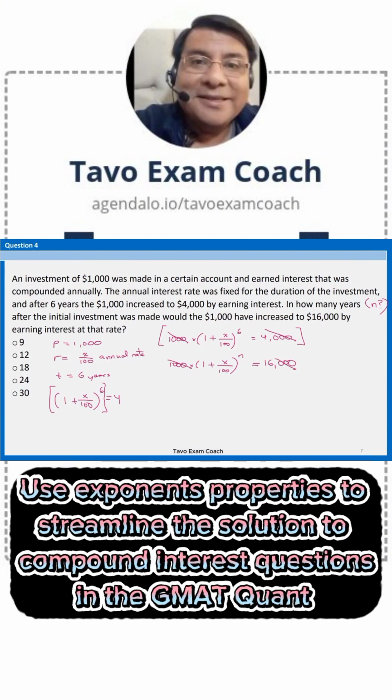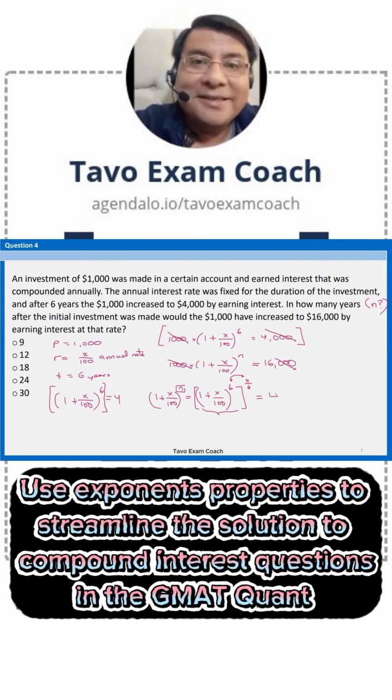We can use the properties of powers and exponents to express this power here, (1 plus x over 100) up to n, as a power of a power, in which the original base is this power, and we raise this power to a certain exponent, n over 6. But we know that the value of what is in the square brackets is 4. So this equals 4 up to n over 6.